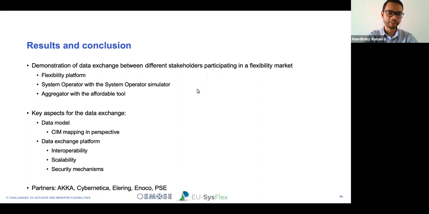Second key aspect is the data exchange platform, which ensured the interoperability between the participants of the data exchange platform by offering a uniformized interface. Scalability, as we have seen that we have some cross-border data exchange, and also the very important security mechanism to secure the data exchange between the systems.